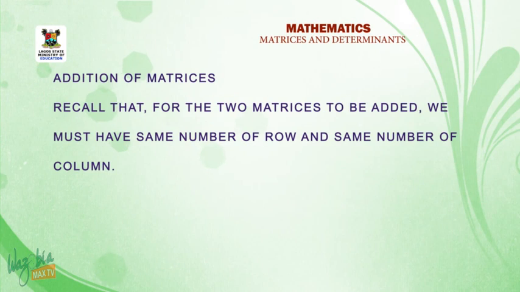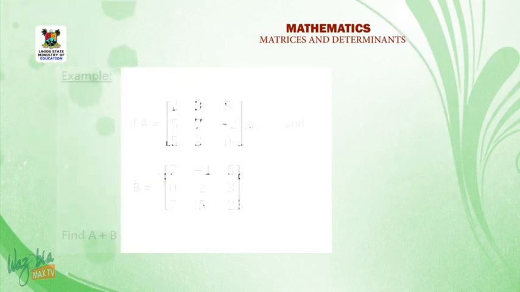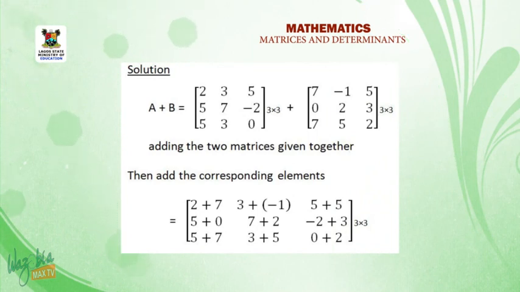Addition of matrices. Recall that for two matrices to be added, we must have the same number of rows and the same number of columns. Example, if A is equal to matrix 2, 3, 5, 5, 7, minus 2, 5, 3, 0, and B is equal to matrix 7, minus 1, 5, 0, 2, 3, 7, 5, 2. Find A plus B. Solution. A plus B is equal to matrix 2, 3, 5, 5, 7, minus 2, 5, 3, 0, plus matrix 7, minus 1, 5, 0, 2, 3, 7, 5, 2.